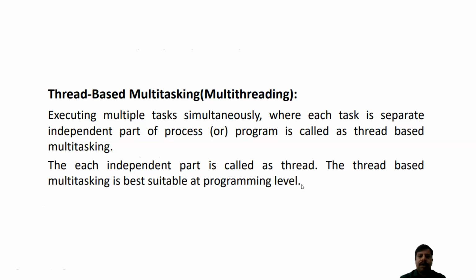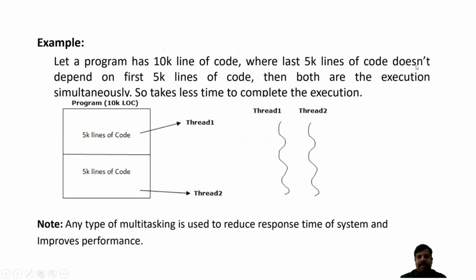For example, let us say the program has 10K lines of code, that is 10,000 lines of code, where the last 5,000 lines of code do not depend upon the first 5,000 lines of code. Then both are executed simultaneously, so it takes less time to complete the execution.